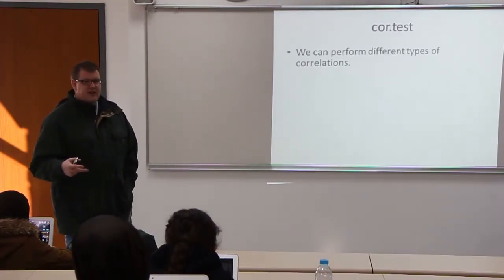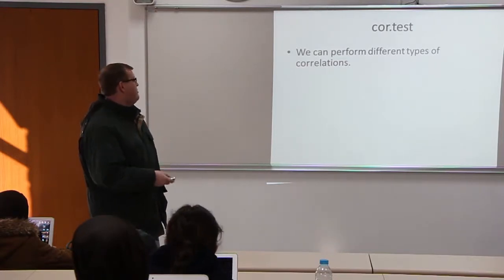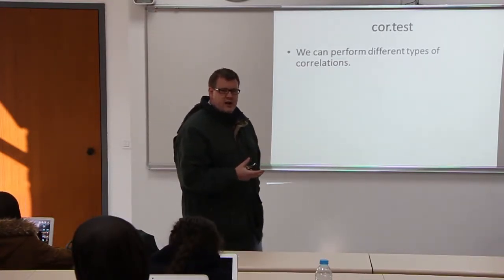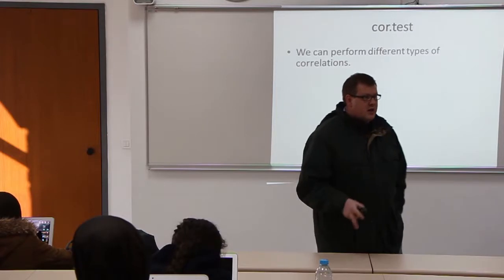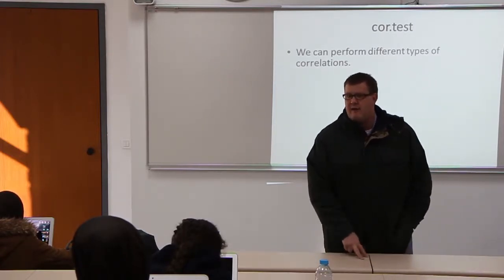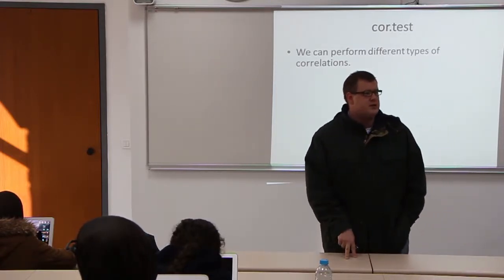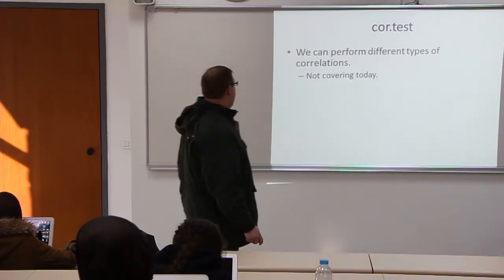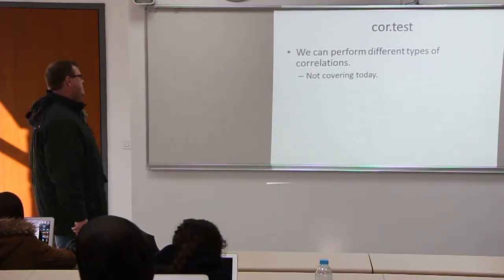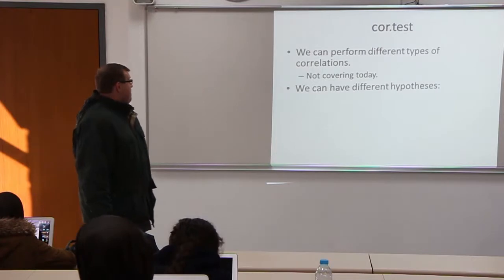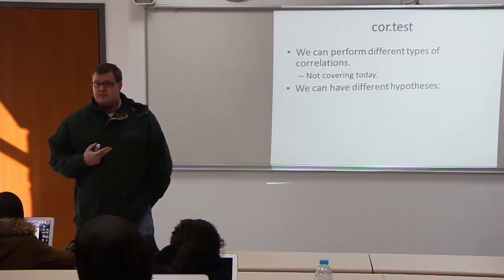Like t.test, you can give it different parameters, so we can perform different types of correlations. I've sort of hinted that there are different types of correlations. The correlations that we've been working with have been Pearson correlations. There are others. I'm not sure whether or not we're going to talk about the others. We may not. We can also have different hypotheses, right?